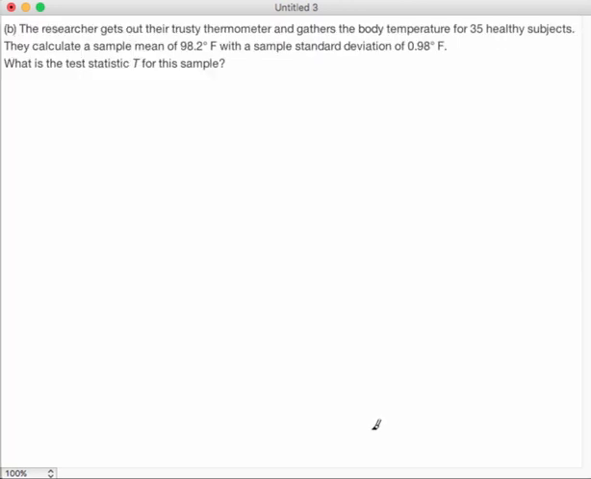Part B, our researcher gets out their trusty rectal thermometer, oh well, maybe not a rectal thermometer, and gathers up body temperature from 35 healthy subjects and calculates the sample mean to be equal to 98.2 with a sample standard deviation of 0.98 degrees Fahrenheit. So they came up with an X bar equal to 98.2 degrees Fahrenheit, and a sample standard deviation S equal to 0.98 degrees Fahrenheit. Okay, and they said that their sample size here, N, was equal to 35.